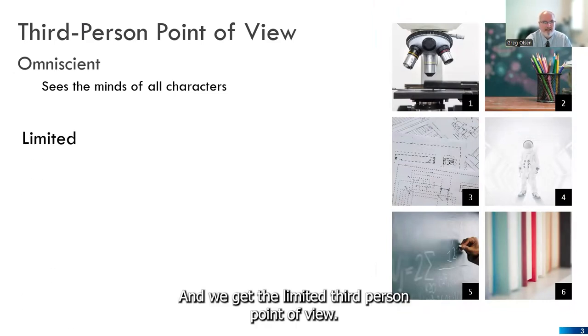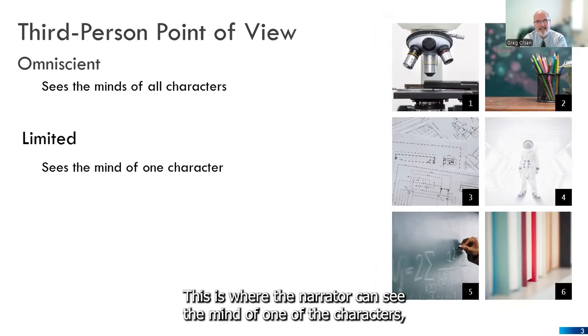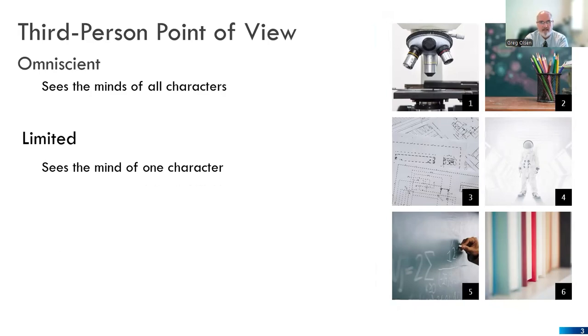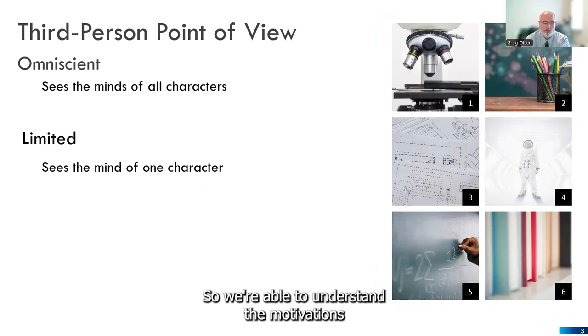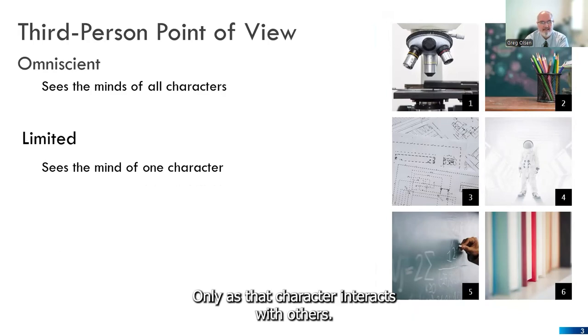And we get the limited third person point of view. This is where the narrator can see the mind of one of the characters, or maybe two of the characters, but not all of them. So we're able to understand the motivation or the feelings or the emotions of one of the characters only as that character interacts with others.